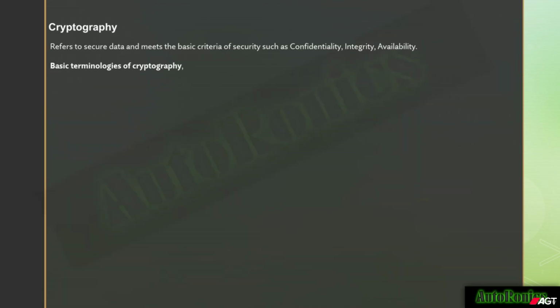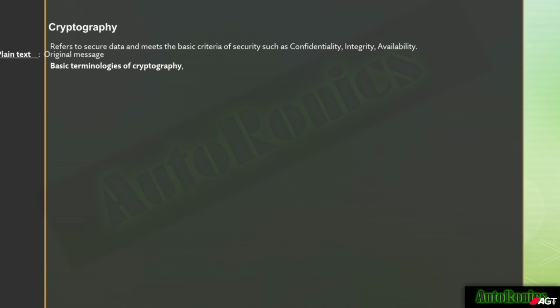In this session, we'll understand the meaning of cryptography and the basic terminology of cryptography. So cryptography refers to securing the data and meets the basic criteria of security such as confidentiality, integrity and availability. So without further delay, let's understand the basic terminologies of cryptography.